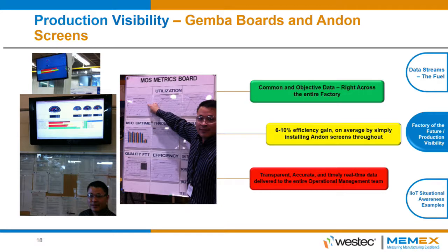6 to 10% efficiency on average just by putting andon screens on the factory floor is what we've seen. So just by giving the operational management team the ability to see where they are right now on that particular job is an automatic 6 to 10% increase. Nine and a half times out of 10, that more than pays for the project itself.